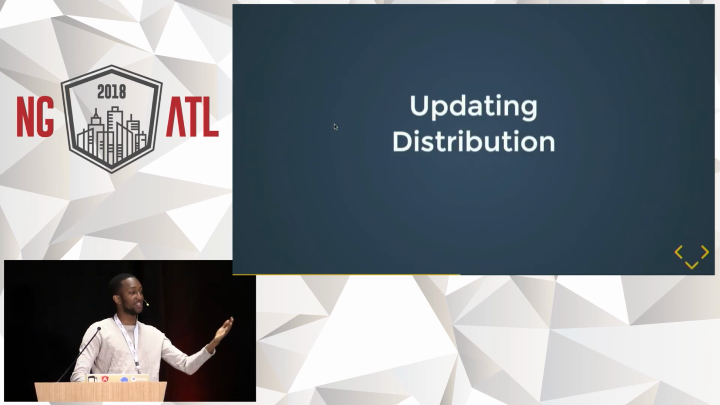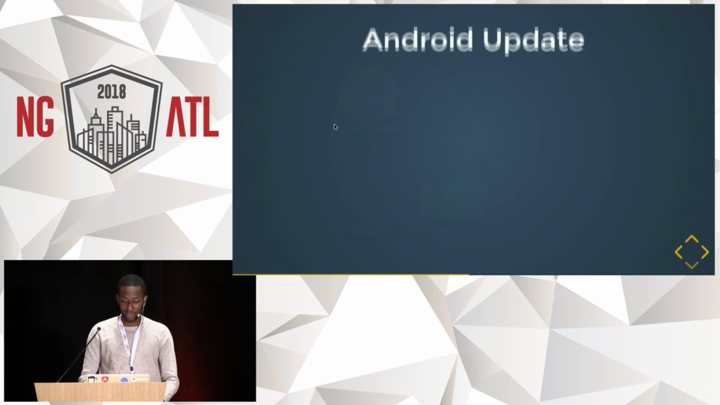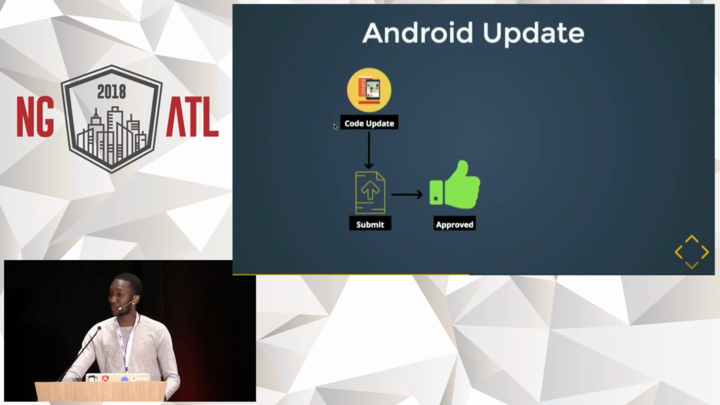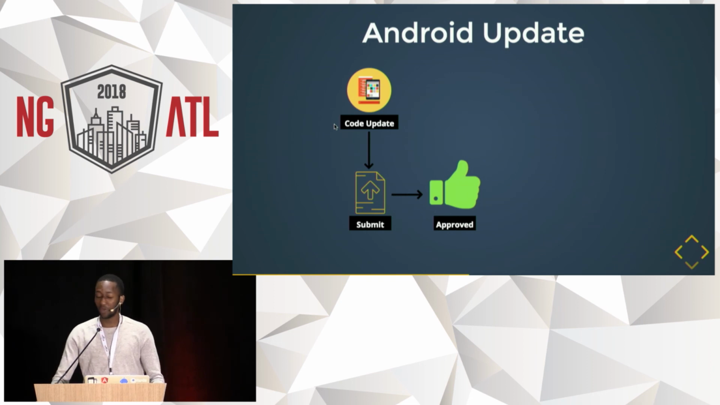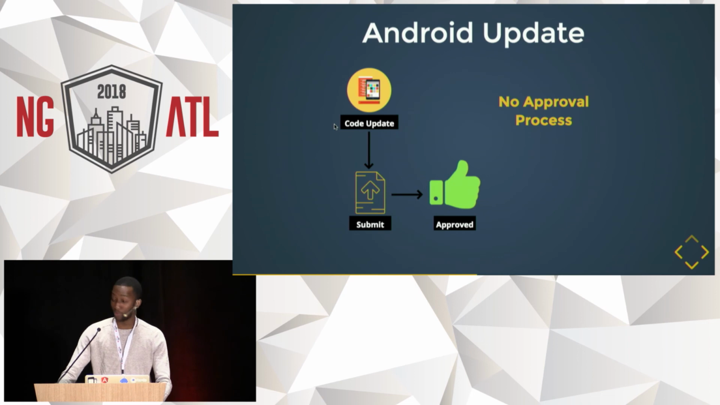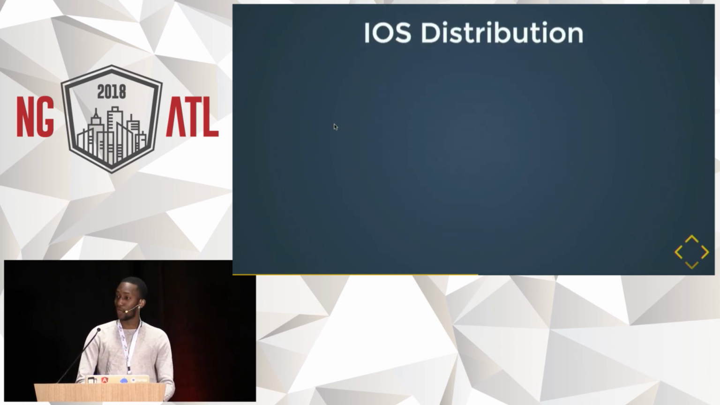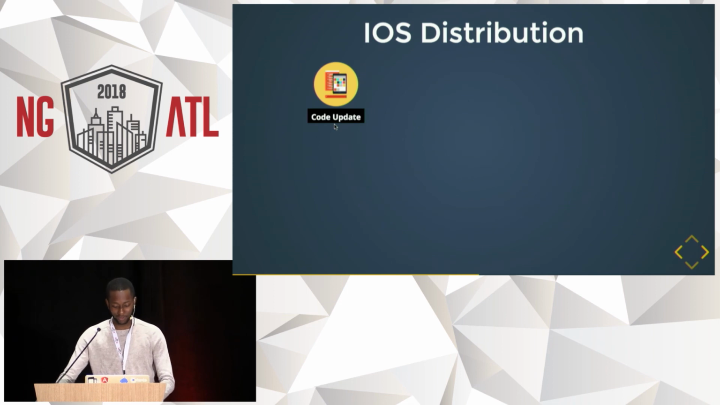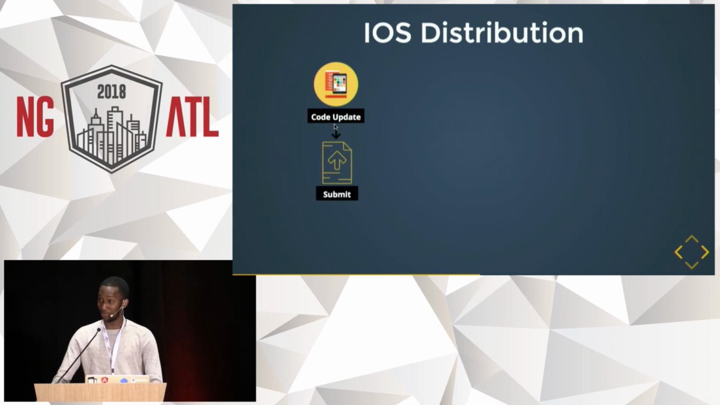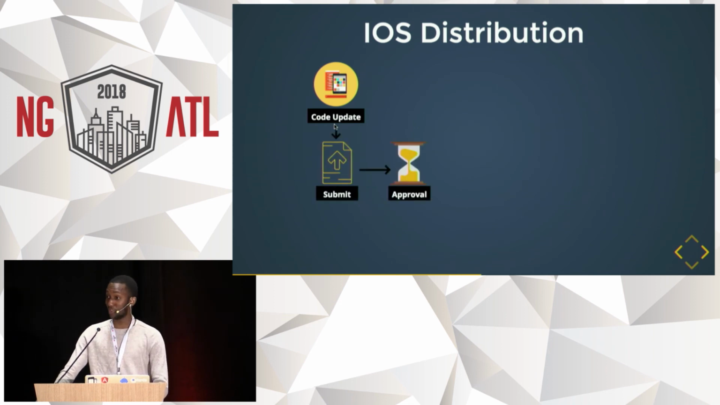So now we want to update the actual application. With Android again, not a lot of problem. Google would let anything. They will let anything, literally. Exactly. No approval process. And then you go to iOS, and then you write your update. You submit the update, then you wait for the approval. And that can take weeks.